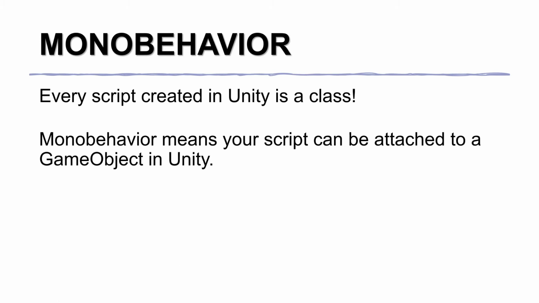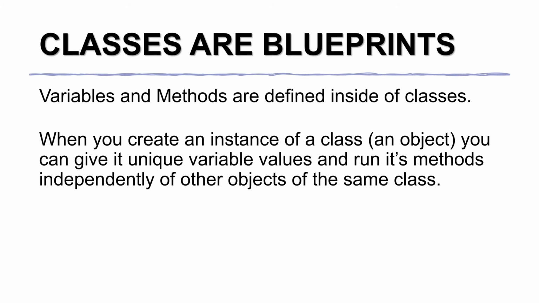So if we need to make scripts for Unity specific things, we're going to be making scripts that are derived from MonoBehaviour. We're going to go into this in more detail towards the end of the video. So again, classes are like blueprints. They are going to hold variables and methods that you define inside of there that are related to each other. So when you create an instance of a class, which might also be called an object, you can give it unique variables and values and run its methods independently of other objects in the same class.